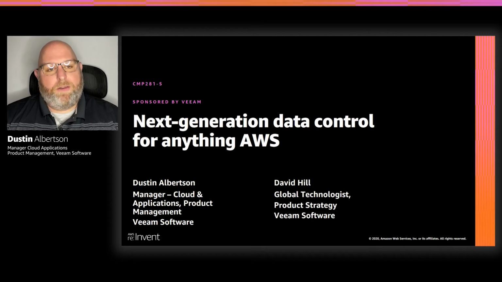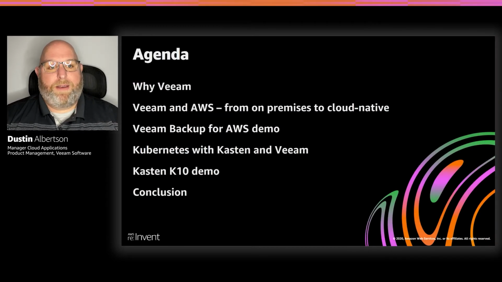Today, we're going to be walking you through a typical customer journey from on-prem into AWS to cloud native, even Kubernetes. I'm going to walk you through Veeam and AWS, some of the plays and connections that we have with AWS. Then I'm going to give you a demo of our cloud native product, Veeam Backup for AWS. After that, I'm going to hand it off to David, who's going to finish this up and walk us through Kubernetes and protection of EKS with K10.